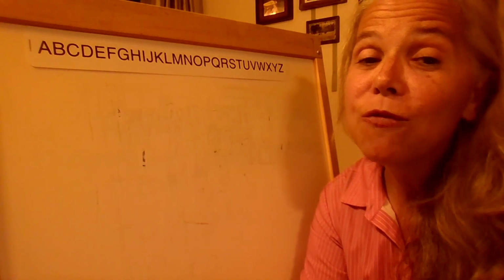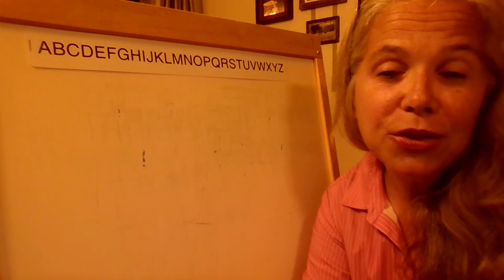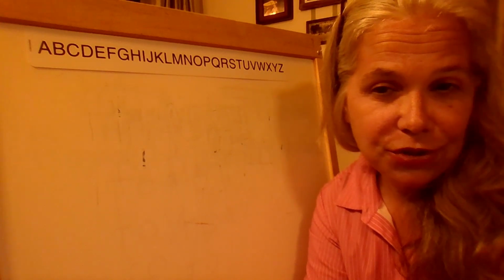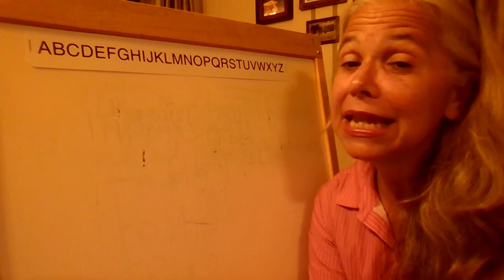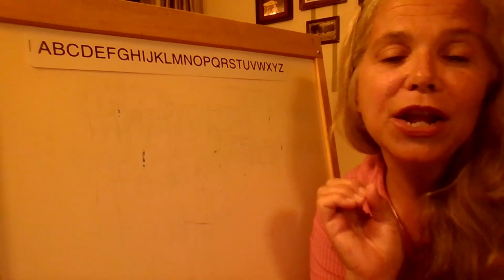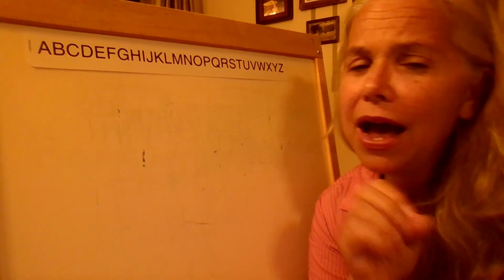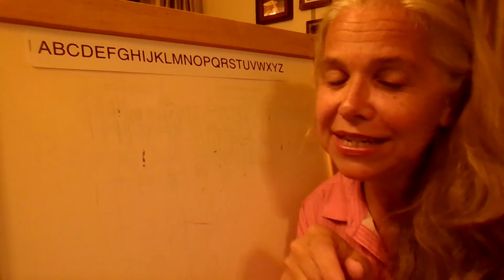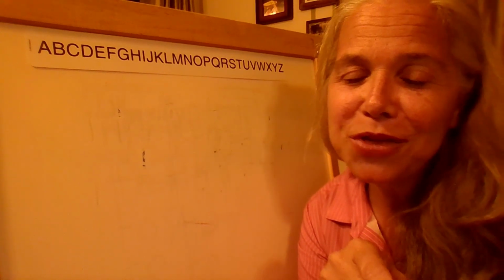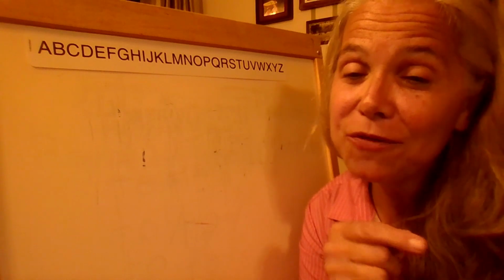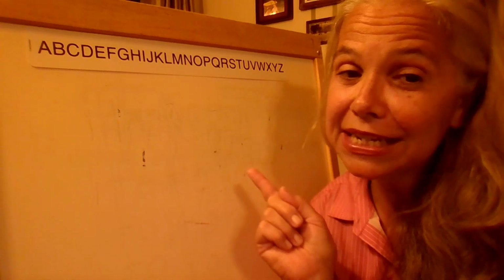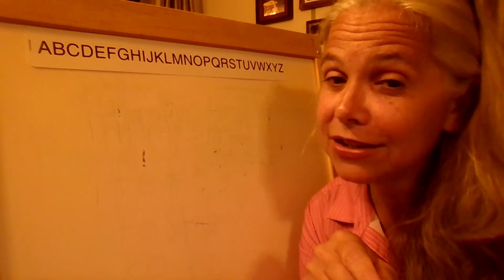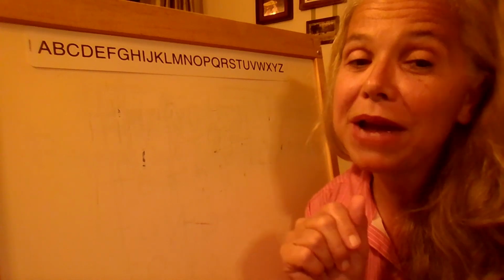We use about 44 different speech sounds to make the words we speak in our English language. The English alphabet letters are symbols that we use to write the words we say in English. How many letters are there? 26. And about how many sounds are there in English? 44. If we only have 26 letters to make 44 sounds, that means some of the letters will make more than one sound.